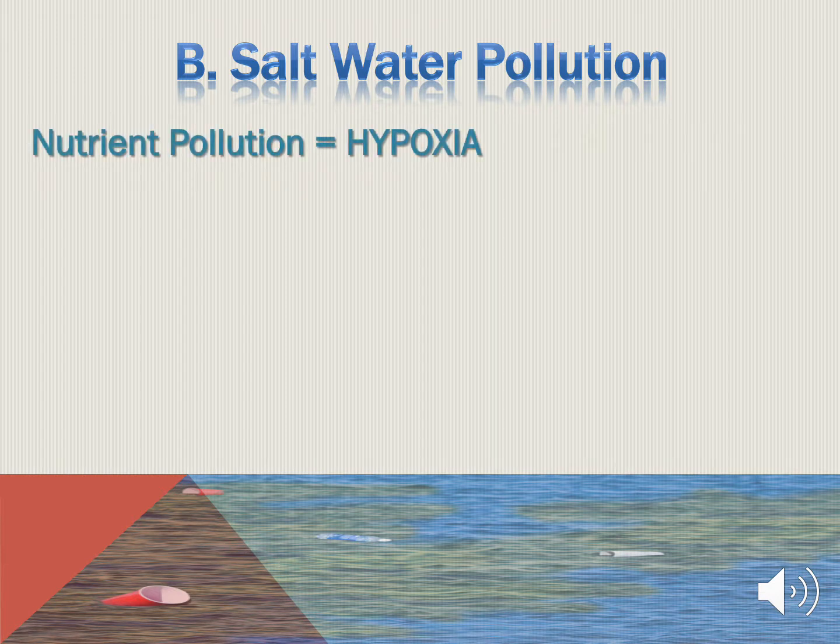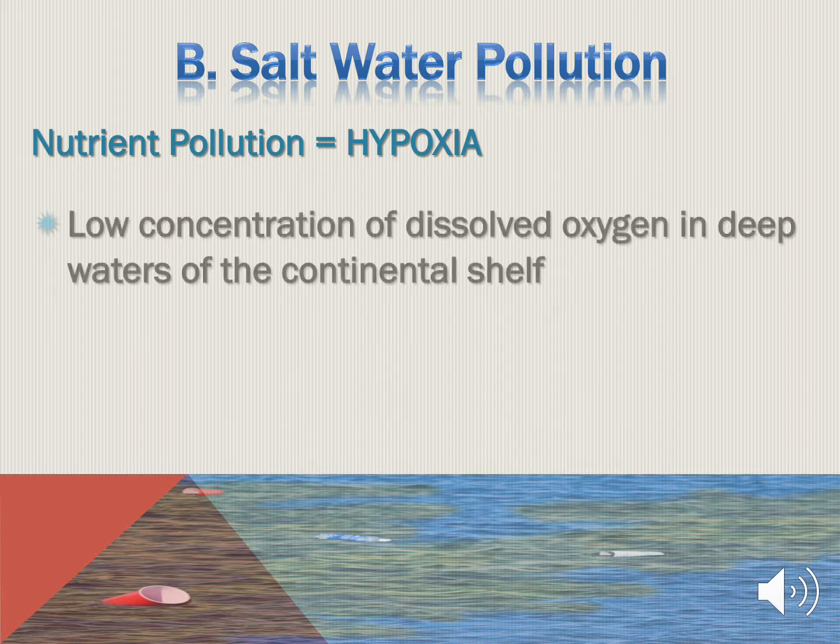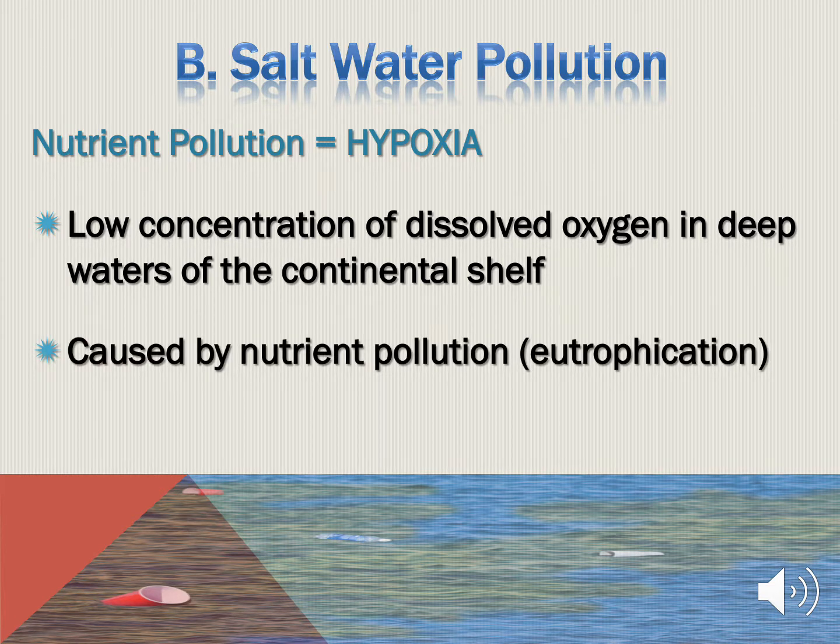We also have saltwater pollution with nutrients. This condition is called hypoxia. Hypoxia occurs in coastal waters where we have low concentrations of oxygen in deep waters of the continental shelf. This is caused by nutrient pollution, basically rivers that move off the continent that contain a lot of nutrients, nitrogen and phosphorus, will cause this hypoxic condition in the offshore ocean waters.